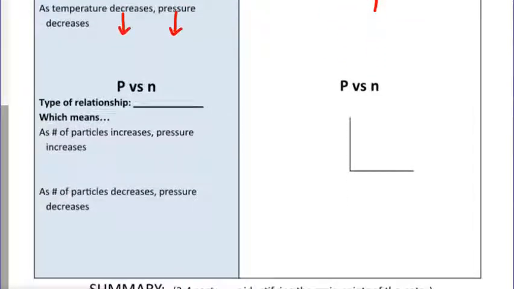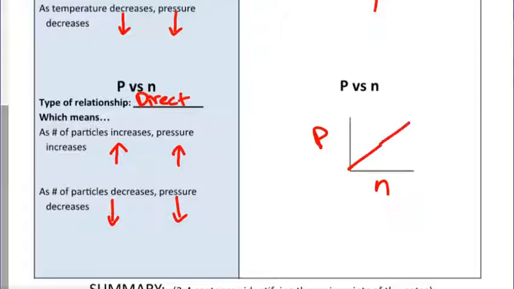And then the last variable relationship that we're going to talk about is pressure versus the number of particles. And here again, we say that as the number of particles increases, like pumping air into a bike tire, the pressure inside that tire will increase. And as you decrease the number of particles inside a container, like if you get a flat and you get a leak, then the pressure of that bike tire also decreases. Another direct relationship, which means this is another linear straight line representation.